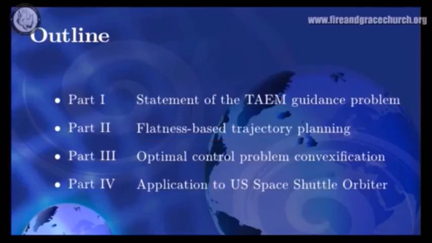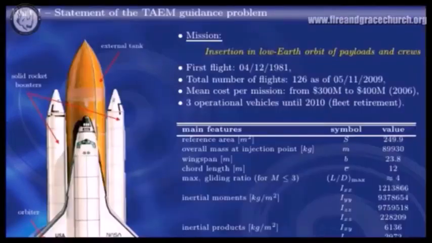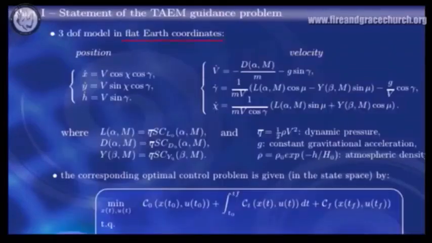Flatness-based trajectory planning. Here we go. He's talking about this little vehicle right here. And we'll keep going. Notice he says model in flat Earth coordinates. Everybody see that? Again, this doesn't exist, right? Flat Earth doesn't exist, but we're going to have a model for it. And all this unicorn math sprinkled with fairy dust.